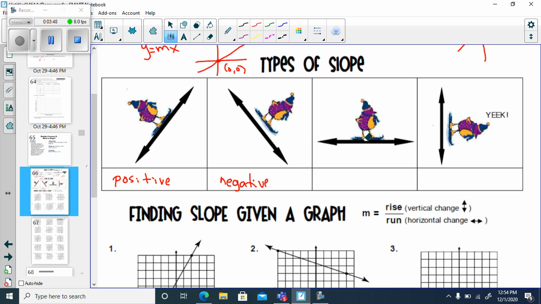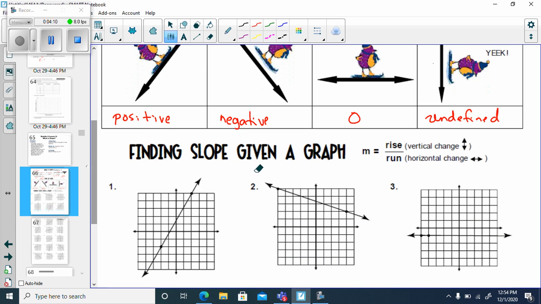What if the line is horizontal? This little skier is not moving at all. Your slope is 0. And what if your line's going straight up and down? Well, there's nothing to hang on to there, right? This slope is what we call undefined. Now, we'll get back to those as we go.